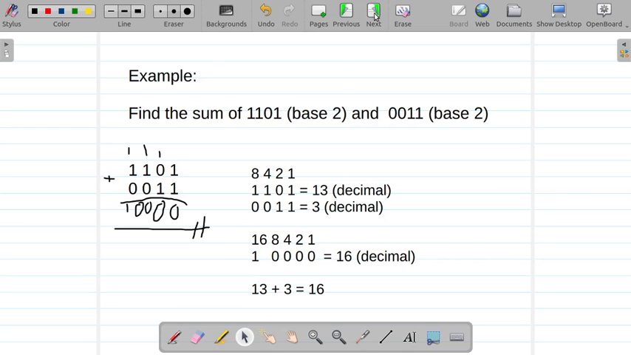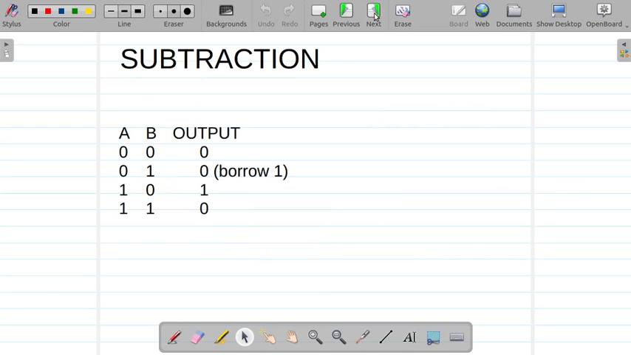Next is subtraction. So, kung naa kay duha ka variable, A o B, 0 minus 0 is equals to 0. 0 minus 1 is 0. Then, kung naa sa left side niya, pwede ka makaborrow. So, borrow ka og 1. Then, 1 minus 0 is 1. 1 minus 1 is 0. So, hatag ta og example para mas masabtan.